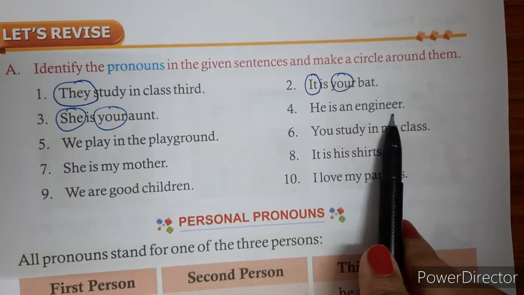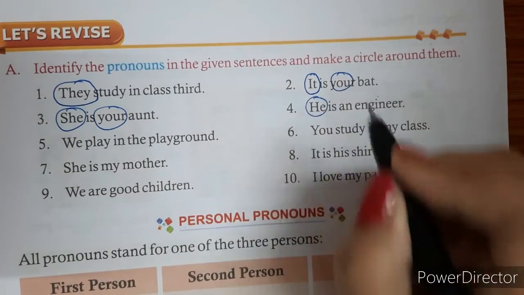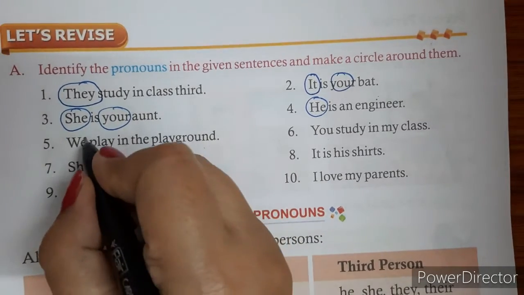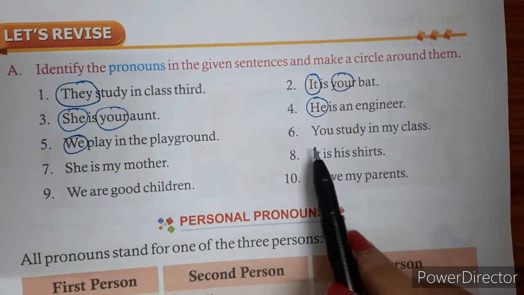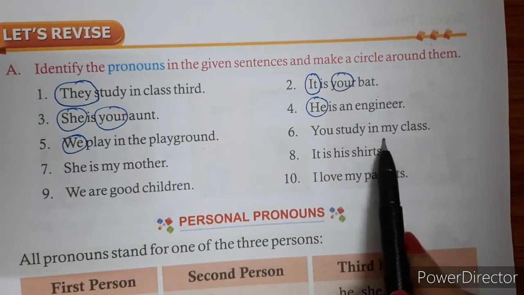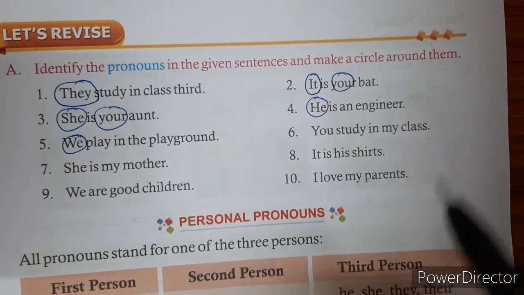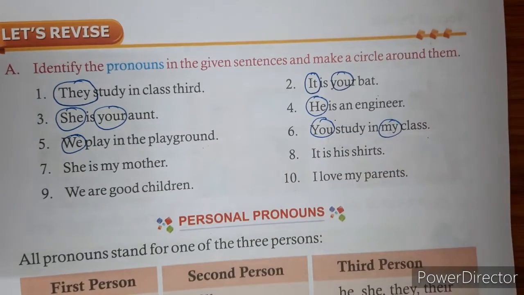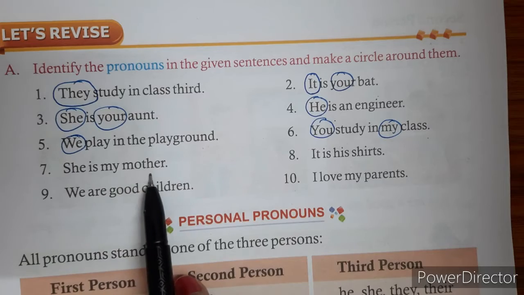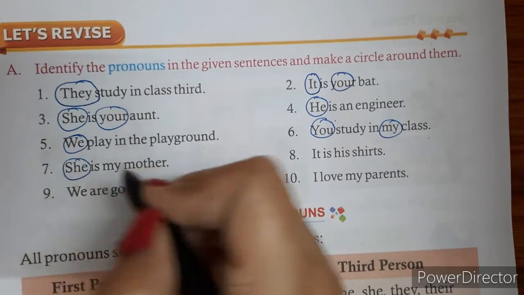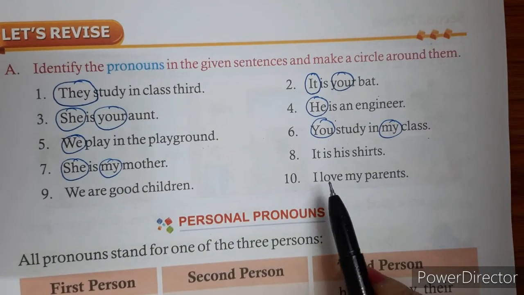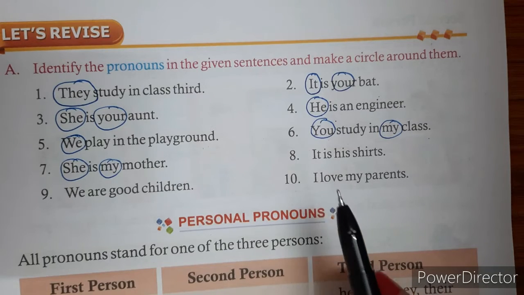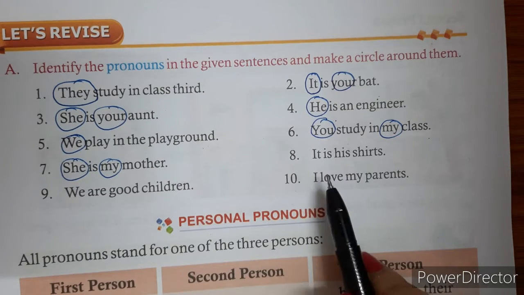He is an engineer. Which is the pronoun here? He. We play in the playground. We circle the pronoun we. Sentence number 6. You study in my class. Okay. So here we will circle the pronoun you and my. She is my mother. The pronouns to be circled are she and my. These are all pronouns, and pronouns are used in place of nouns. And what are nouns? Nouns are naming words.